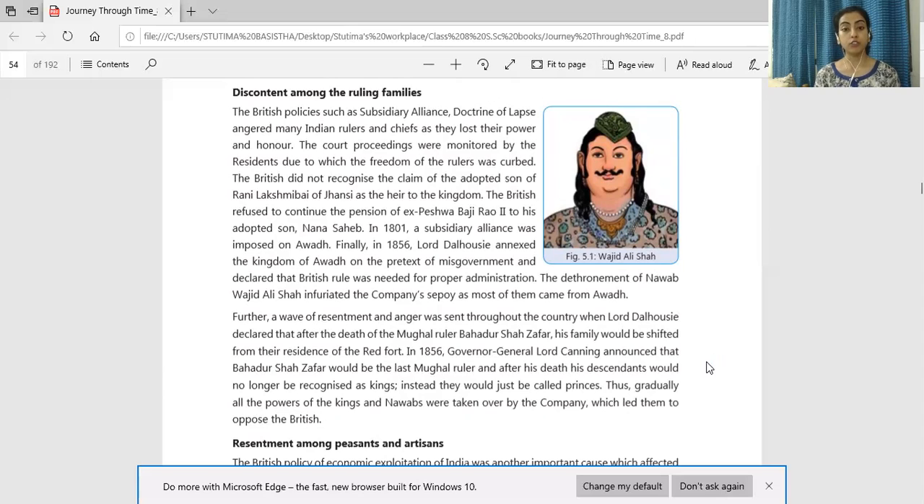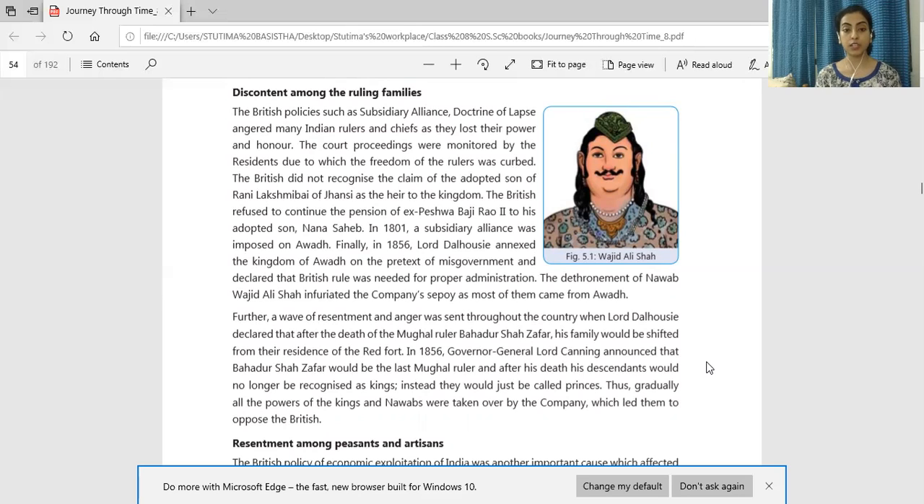All right, and also in 1856, the Governor General Lord Canning declared that Bahadur Shah Jafar will be the last Mughal ruler, and after Bahadur Shah Jafar, there will be no descendants. Nobody can become a Mughal ruler. Nobody will be recognized as king. Rather, they will be just called princes. So this also angered the Indians.